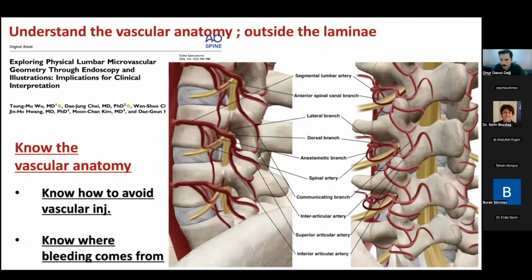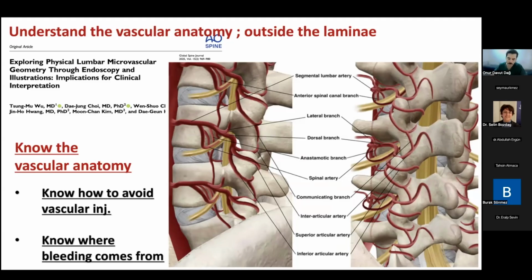If we look into them in a little more detail, once again, it's really important to understand the vascular anatomy. If we understand the vascular anatomy, we know how to avoid injury because we know where the vessels are coming from. And even if we do have an injury and we do have bleeding, we know where it is coming from. So it's easier to control the bleeding.